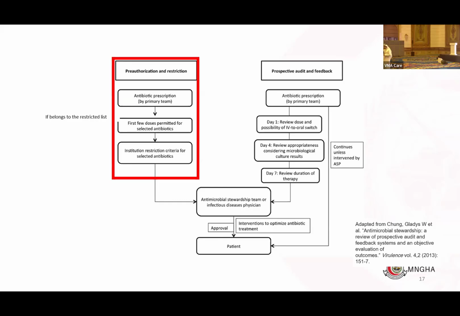So if you prescribe, for example, meropenem on Thursday afternoon, I will catch you only on Sunday morning. في other hospital مثلا زي الجامعي بيقولون يعطون first dose only. They allow. Second dose you need to call for approval.